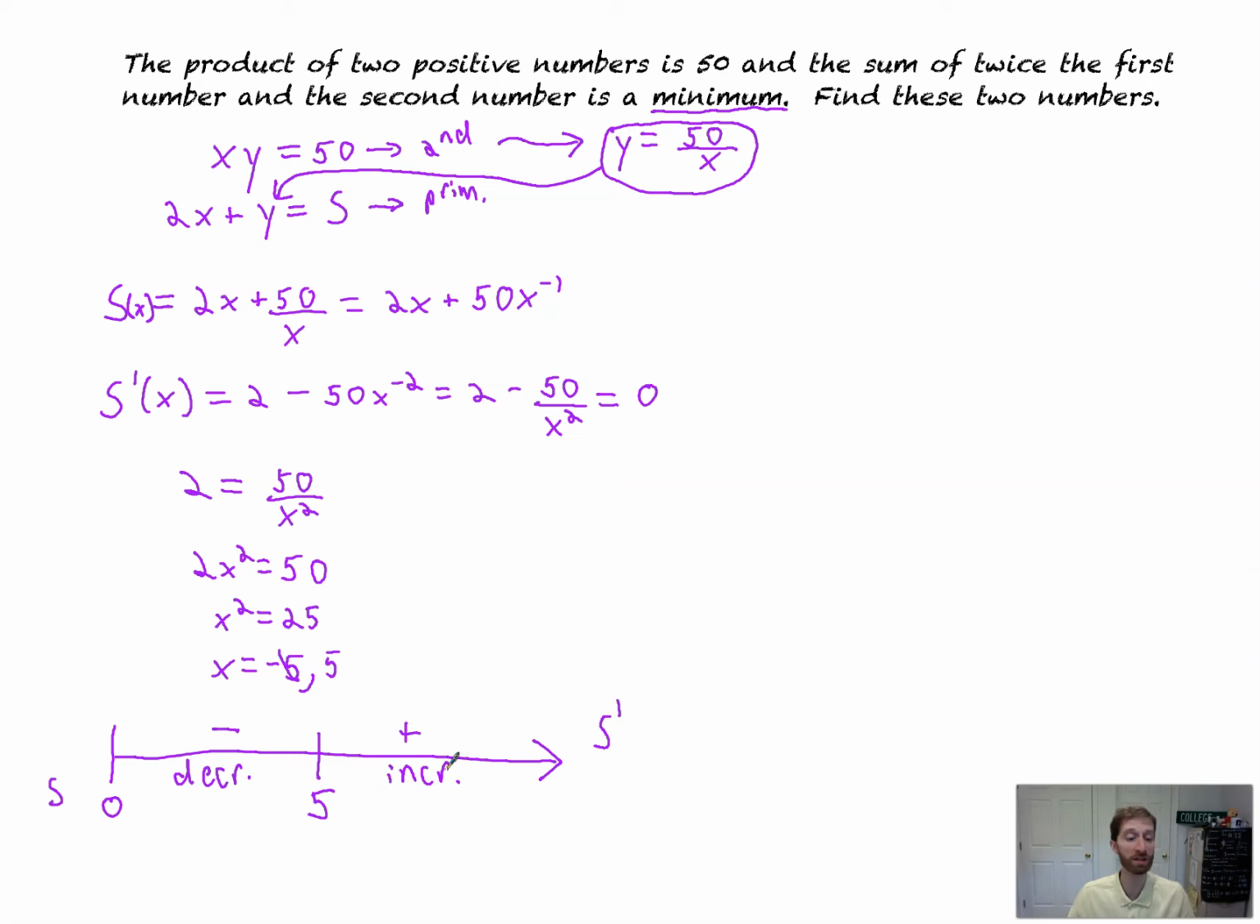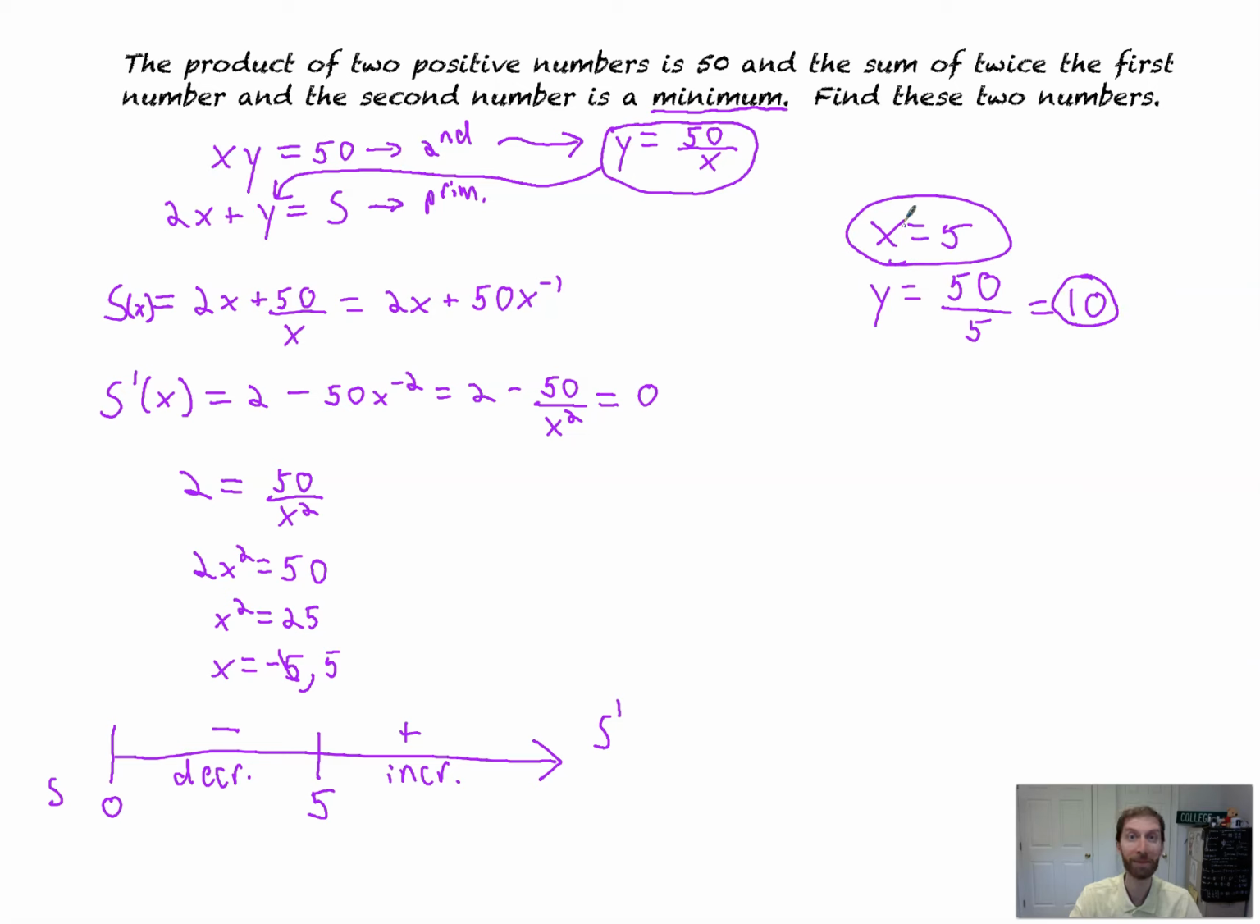So your justification is, since the sum is decreasing everywhere from 0 to 5 and increasing everywhere thereafter, we will have our minimum sum when x equals 5. So I take x equals 5, and it says find the two numbers. I have the first number. To find the second number, I'm going to use this equation here, or that one, it doesn't matter. So y is equal to 50 over x, which is equal to 10. Those are our two numbers.